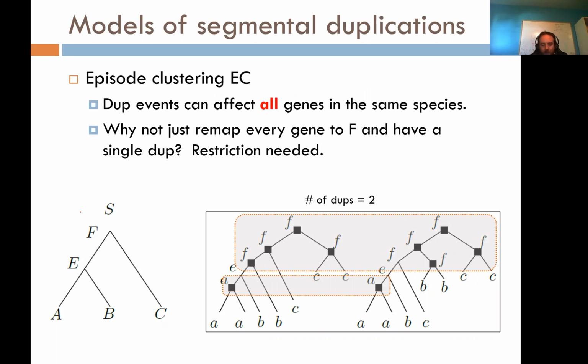But one obvious question is that under this model, since you can remap the gene to species mapping, you could say, why not just map everything to the F species and say that you had just one major duplication event? You could always say that your whole set of gene trees has undergone one event under this model. So that doesn't really make any sense. So there's a restriction on what you should be allowed to remap under this model.